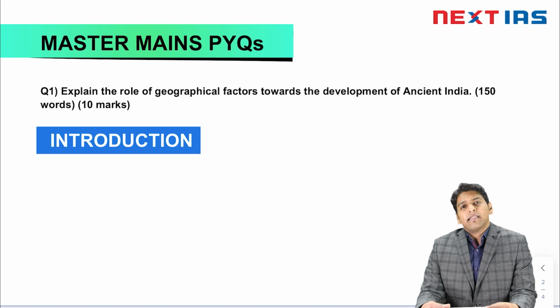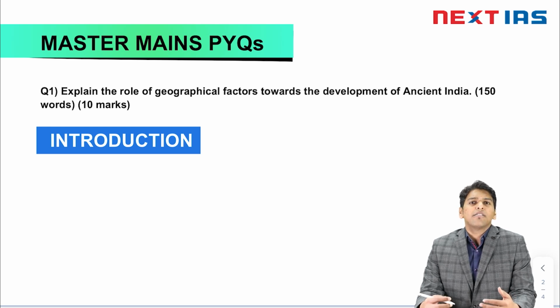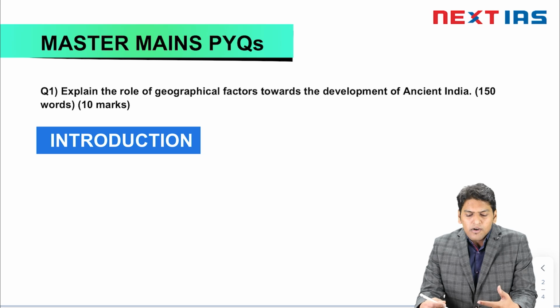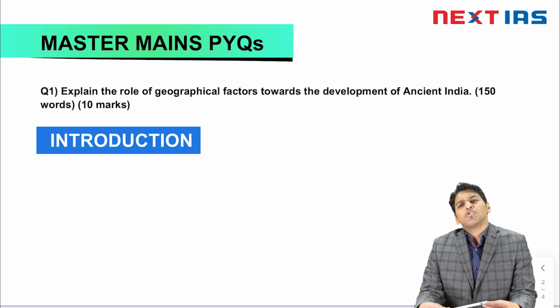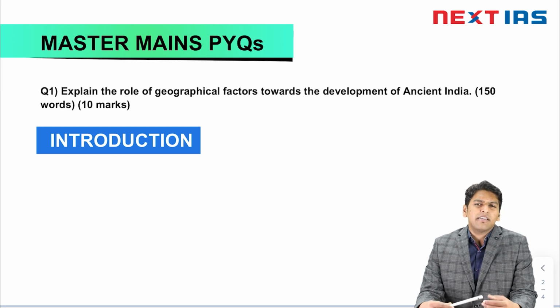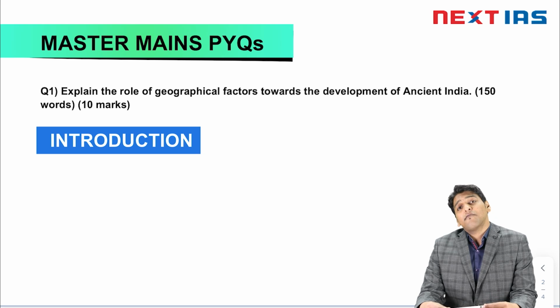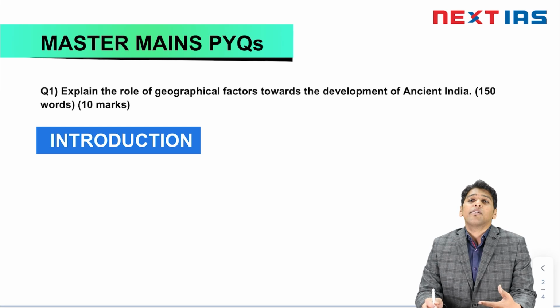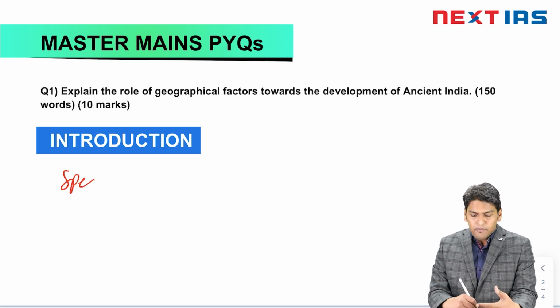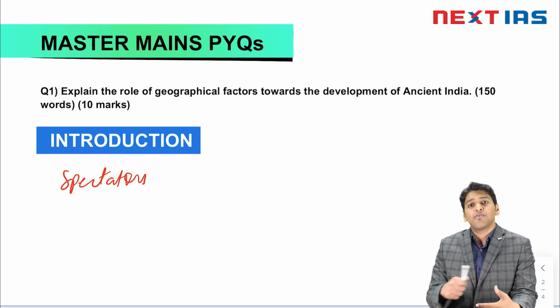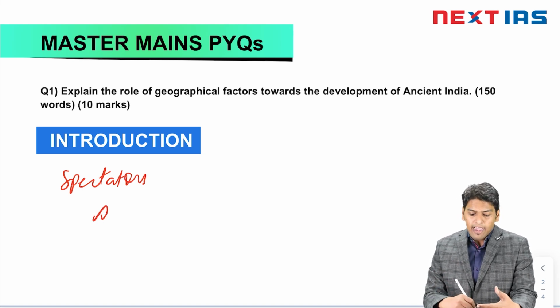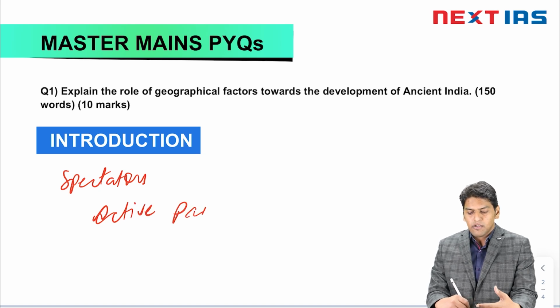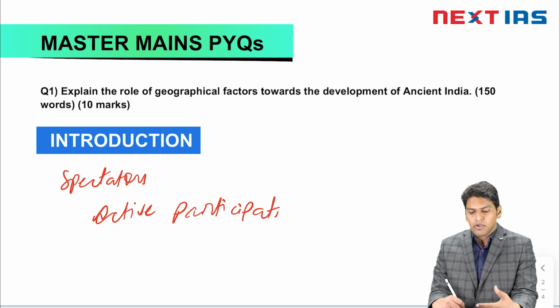Okay, so it wants you to connect the geographical factors, and how important a role they played in the history of ancient India. One way of introducing it is just saying that geography played a very important role in the historical context. Another important phrase you can use here is that the geographical features, the mountains, the rivers, were not just spectators in what was going on in the Indian subcontinent, but were active participants.